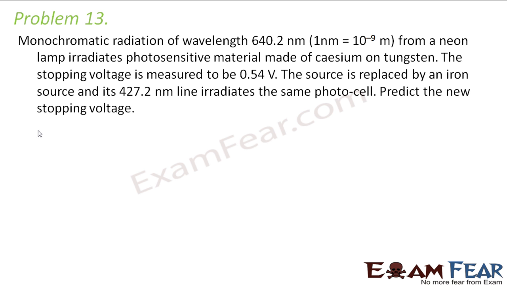First, we are using a radiation of wavelength 640.2 nanometers. Later, we are keeping the same metal, but we are changing the incident radiation. So next time we are using a radiation of wavelength 427.2 nanometers. In the first case, the stopping potential is found to be 0.54 volts. Now, the question asks us to predict the new stopping voltage.